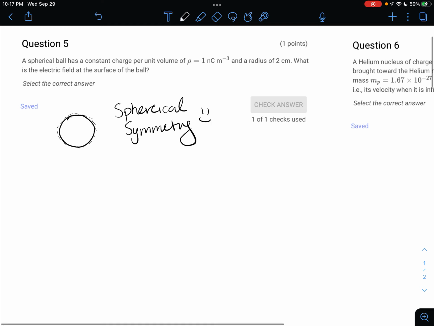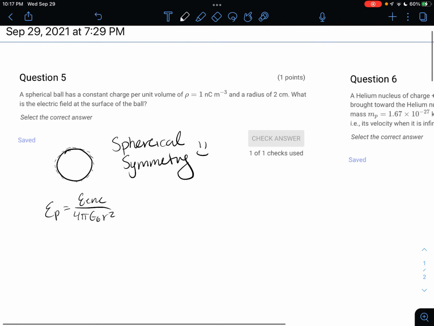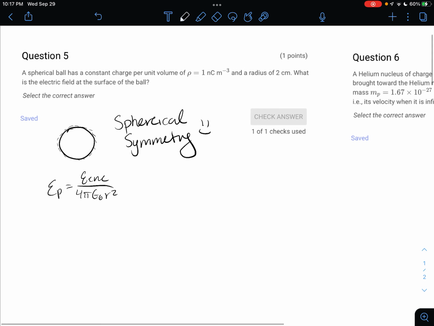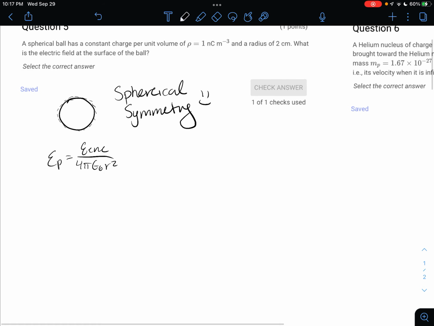Lovely. So that means we get to use the equation that our electric field is equal to our Q enclosed over 4 pi epsilon naught r squared for our spherical symmetry. And now we just get the joy of finding our Q enclosed. Since we're at the surface of the ball, it's going to be the full charge, which is 1 times 10 to the negative 9th, and that's in coulombs per meter cubed. We're just looking for coulombs, so we're going to multiply by the meters cubed, which is just going to be the volume of the sphere.